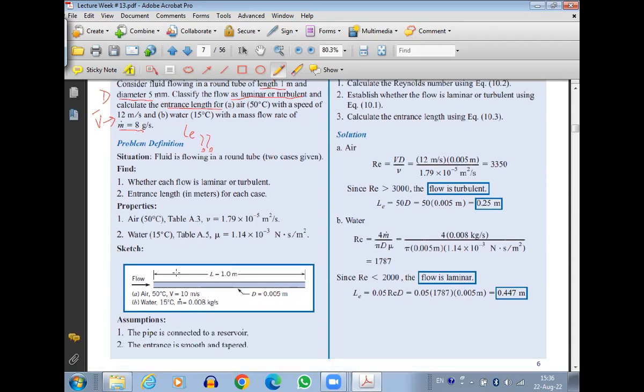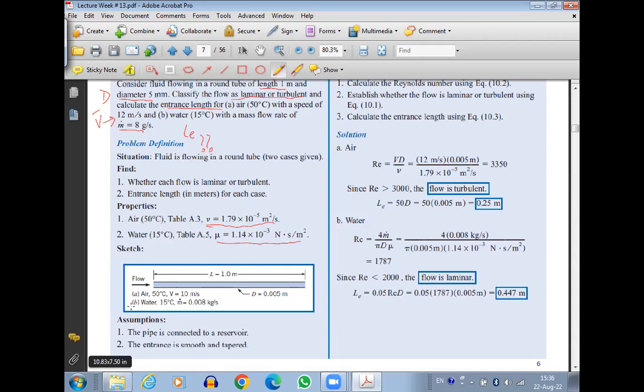The temperatures of the air and water are given so that you can go into the table and find out the properties of the air and water. For the case of air, the kinematic viscosity of the air comes out to be this. For the case of the water, the dynamic viscosity for water comes out to be this.